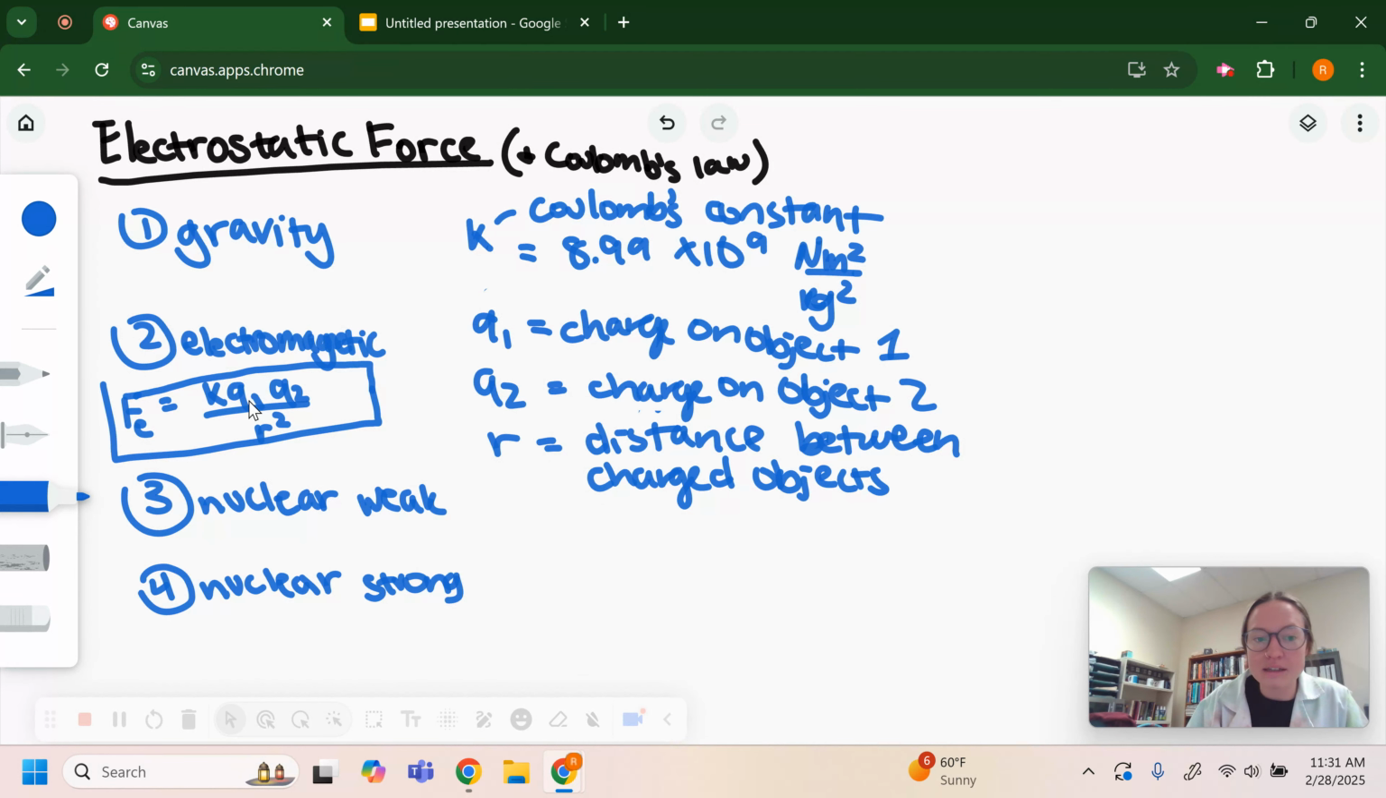We see that the electrostatic force, or the electromagnetic force, is very similar in its equation format to the gravitational formula. The gravitational formula gives you G m1 m2 over r squared. The electrostatic force gives you K, a constant, times Q1 Q2, the two charges, divided by r squared, the distance between them. Both gravity and the electrostatic force act very similarly. And that should just strike you in some way.